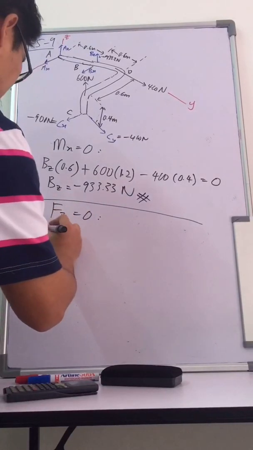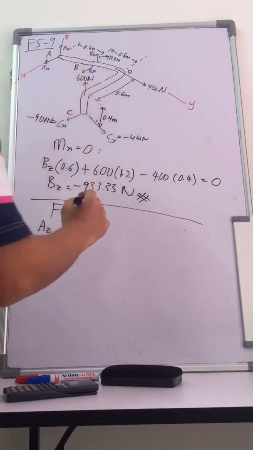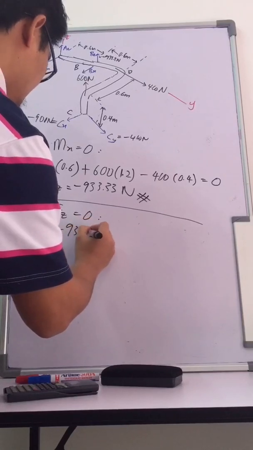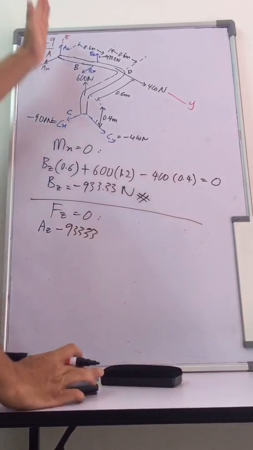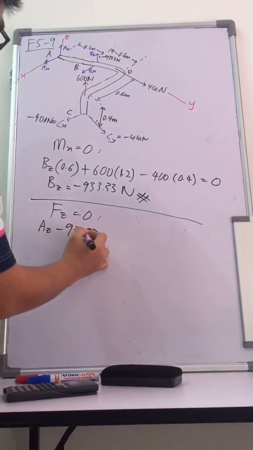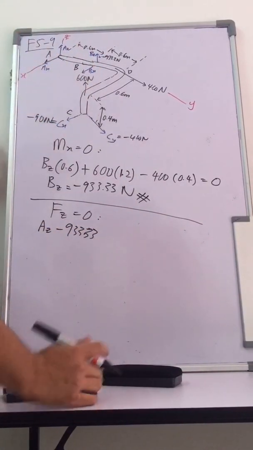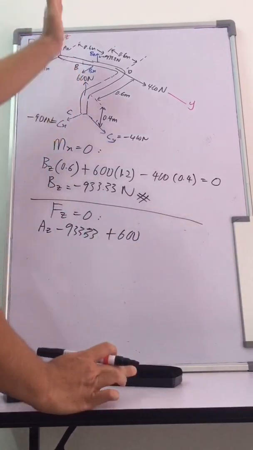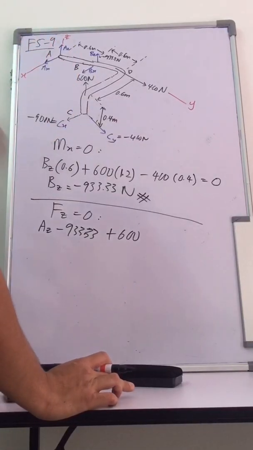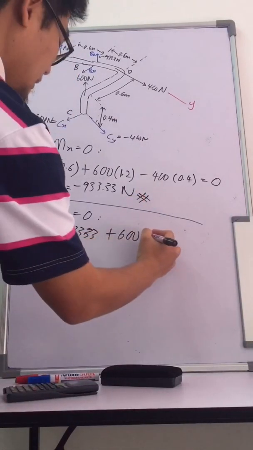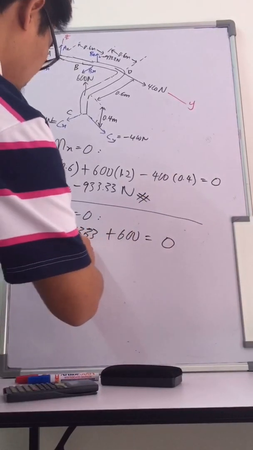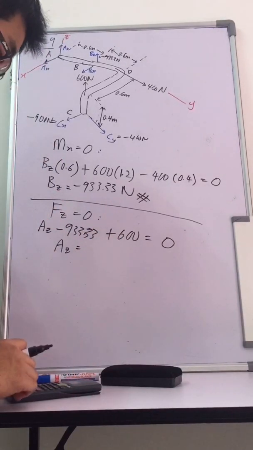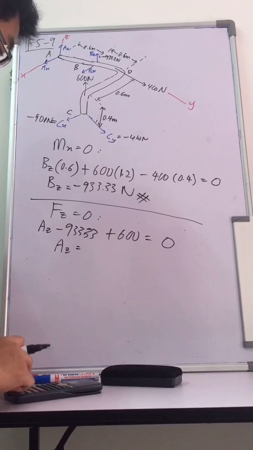So you have AZ plus BZ or minus BZ, whatever. But the most important thing is that it should be correct here. It must be plus AZ minus 933.33, and then you have plus 600 because it goes up. And what else? No other forces in Z direction, equals to 0. There are only 3 forces. So you can solve AZ here. So AZ is 600 minus 933.33.